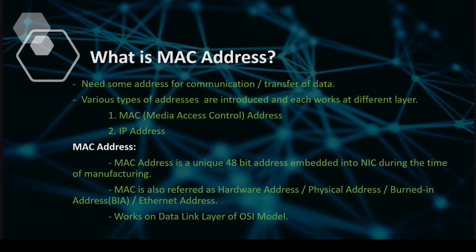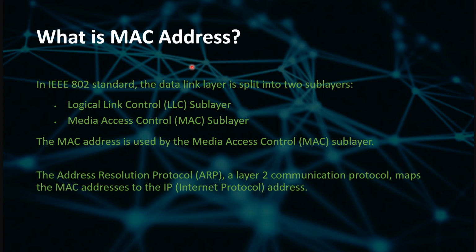Normally, as we saw in previous sessions, in the IEEE 802 standard, the data link layer is subdivided into two layers, which are the logical link control sublayer and the media access control sublayer. Most of the higher portion is occupied by the logical link control layer, which relates to the network layer, and the media access control layer is used by the MAC address.